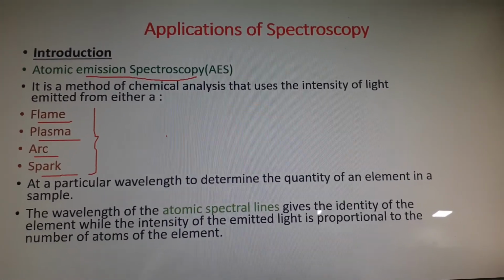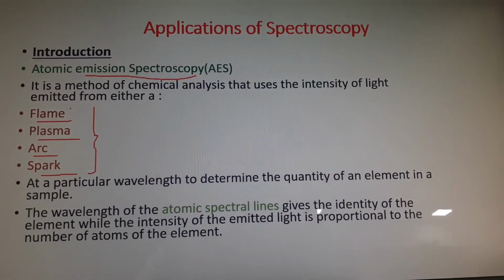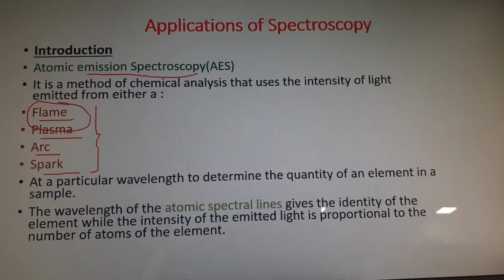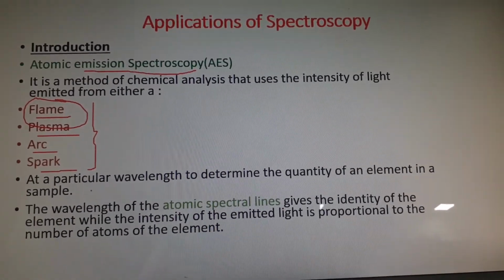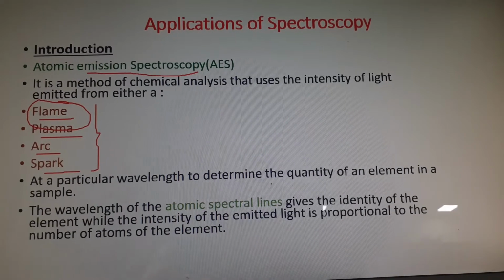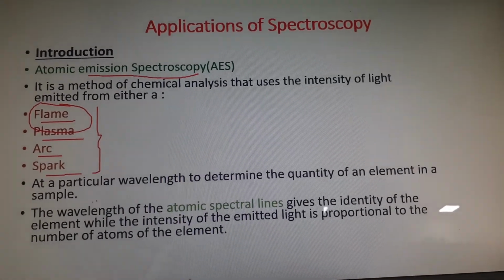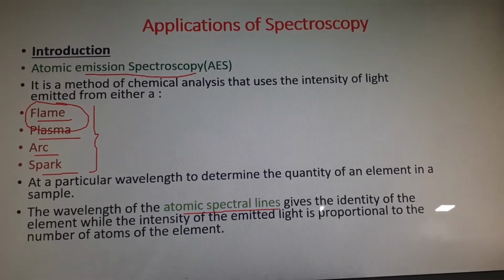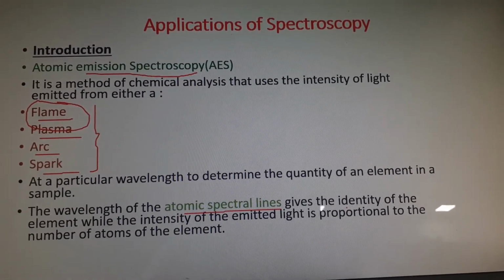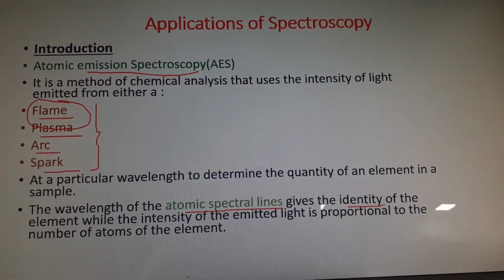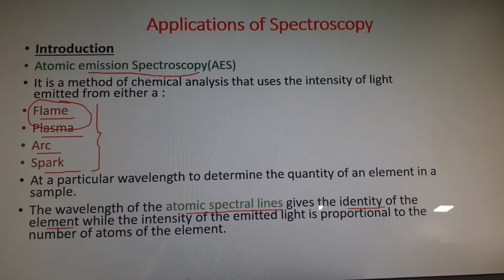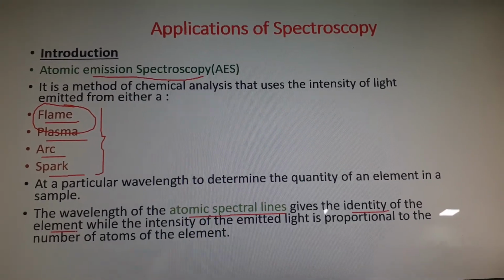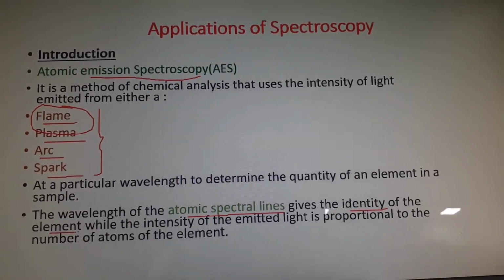Now in these applications, what we are going to study in detail is flame emission spectroscopy. At a particular wavelength, this is carried out to determine the quantity of an element in a sample. The wavelength of the atomic spectral lines is important to know, because it tells you about the identity of the element, that is, which element is present in the sample, which metal or metalloid element is present in the sample.